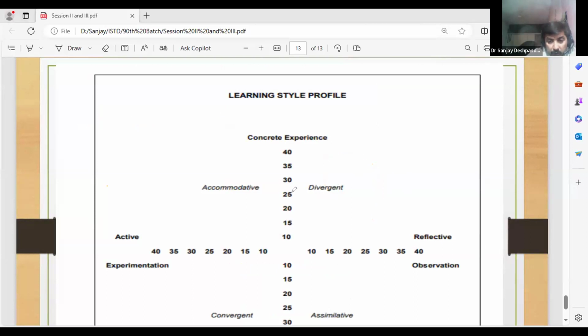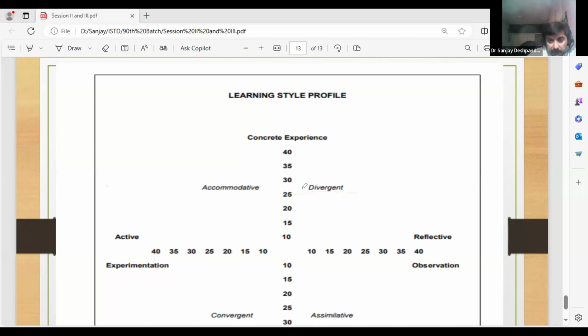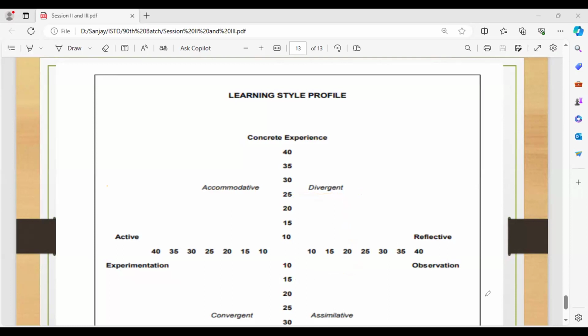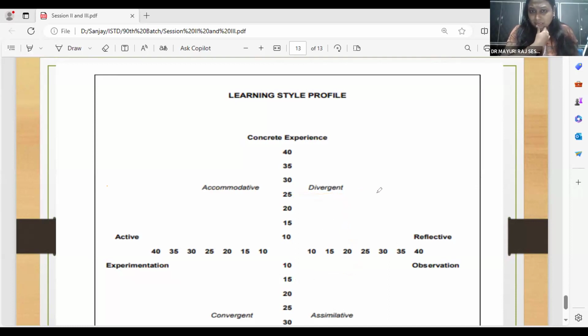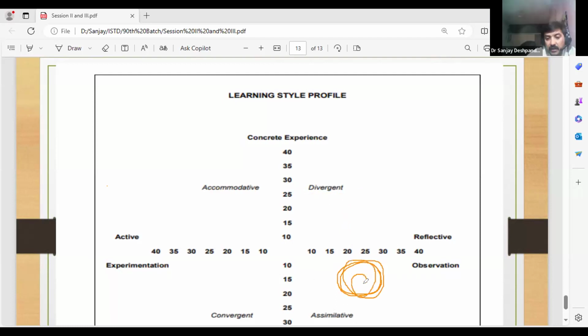Suppose you have got 25. Put a point over here, 25. And what score have you got for the RO parameter? Suppose you have got 15. So if you have got 25 here and 15 here, it will be like this. RO is the second one. The score for RO must come here, where I am scribbling right now.